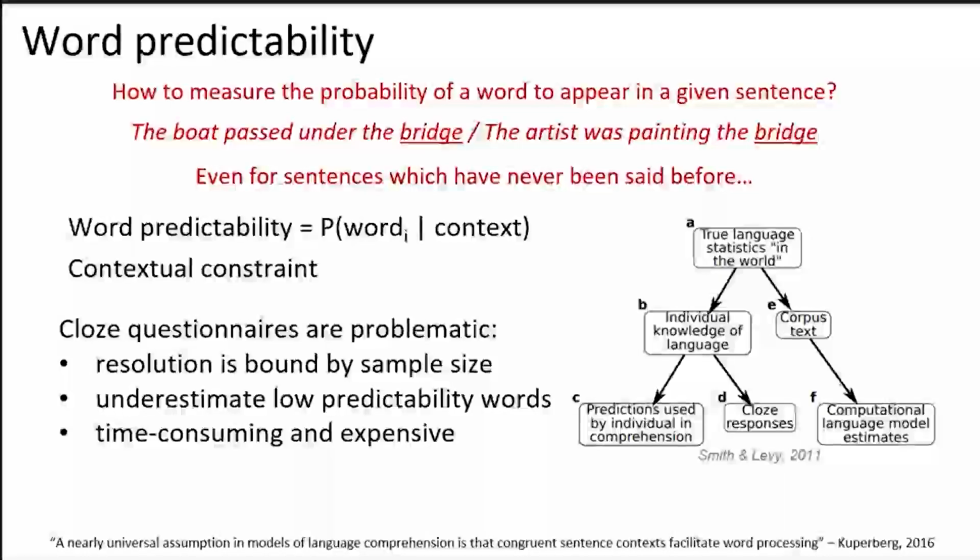But that's very problematic. First of all, the resolution of your probabilities is bound by your sample size. You need to ask hundreds of people to get a good, accurate probability. It really underestimates low predictability words, because if a word's predictability is, let's say, 1 in 10,000, then you need to ask at least 10,000 people to get even one response. And it's very time consuming and expensive. Even with Mechanical Turk and all these online tools, this can take months to collect all this data. All right, so what's the solution? How do we solve this?